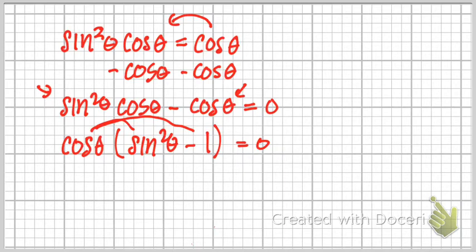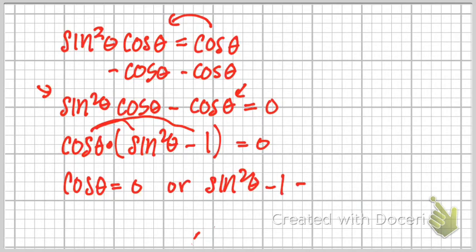Okay, so here we go. So now we have our multiplication here, don't we? Since we have that multiplication there, that tells me cosine of theta equals 0, or sine squared theta minus 1 equals 0. So now to do this first part, I would have to think of that triangle again for this cosine of theta equaling 0.